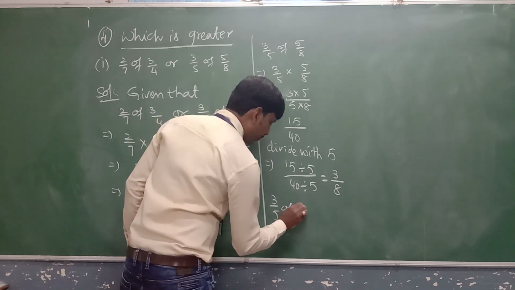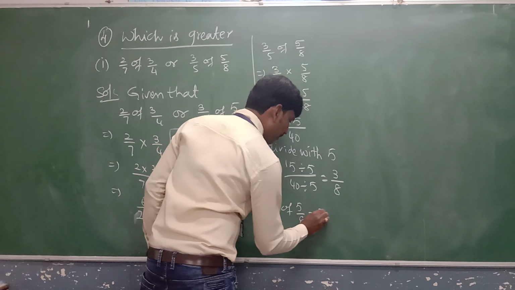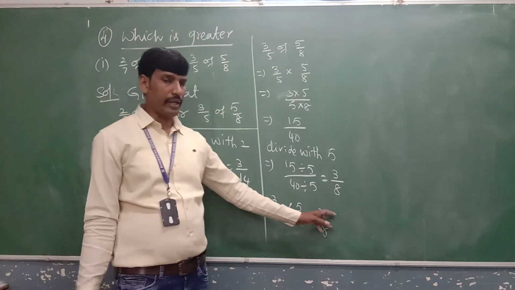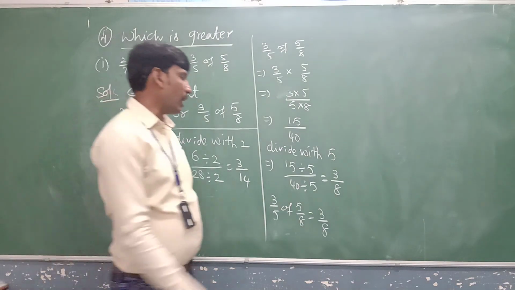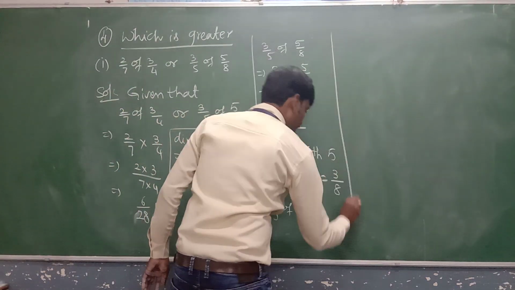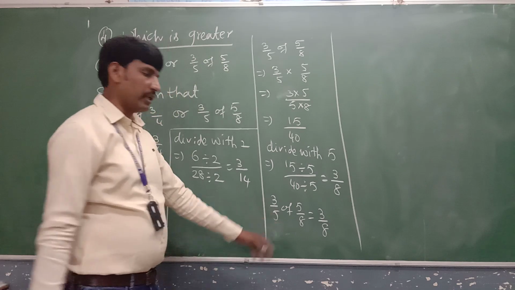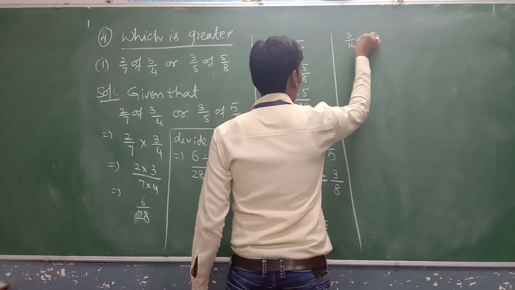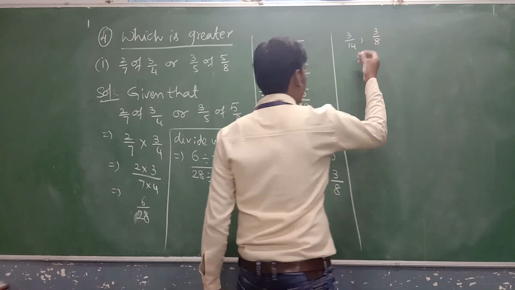So therefore here 3/5 of 5/8 is equal to how much we got? 3/8. Here we got one fraction is 3/14. Here 3/8. Clear? So both are unlike fractions, because both the denominators are different. So now 3/14 and 3/8. How to compare these two?